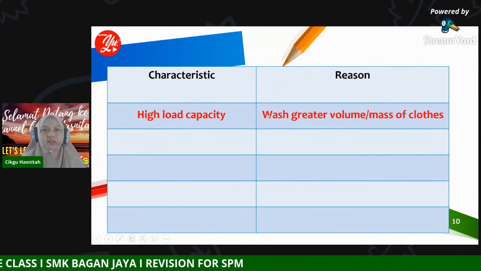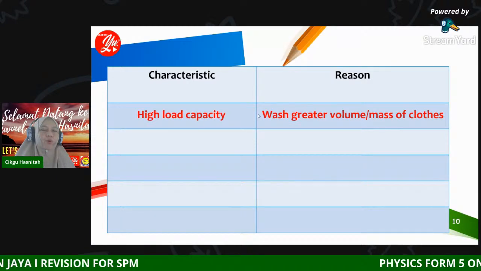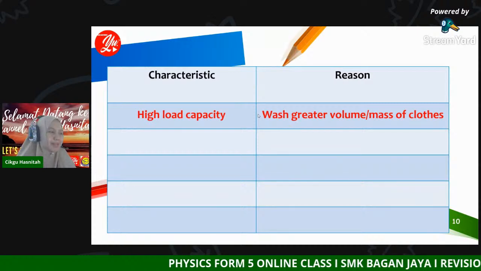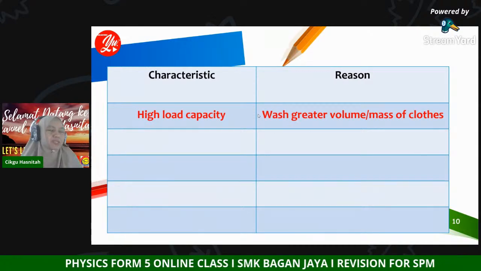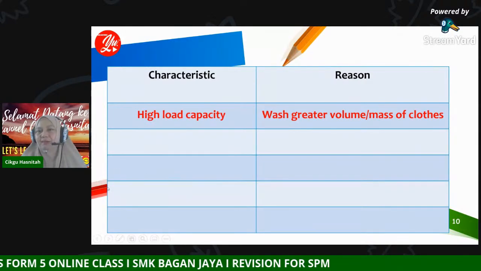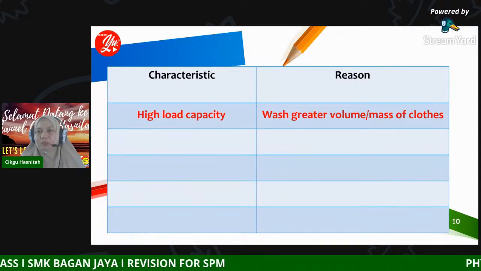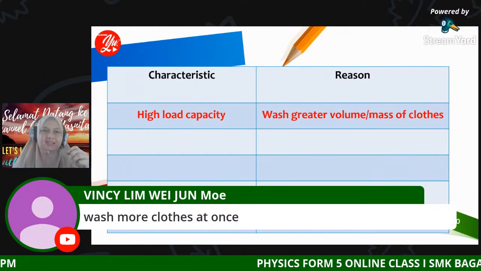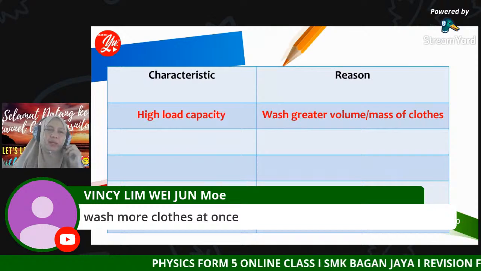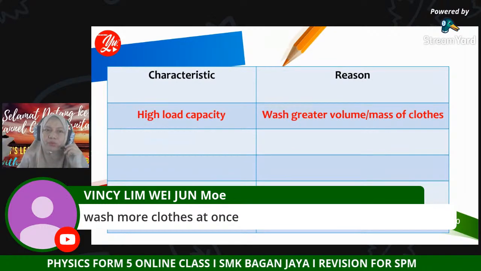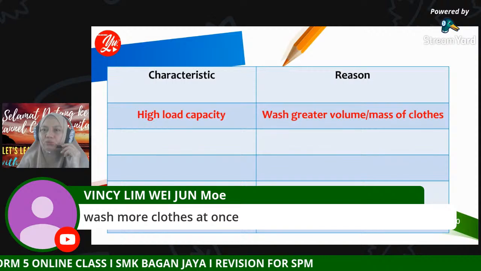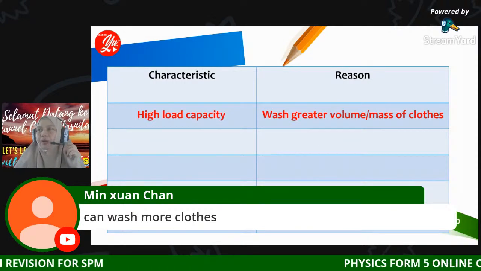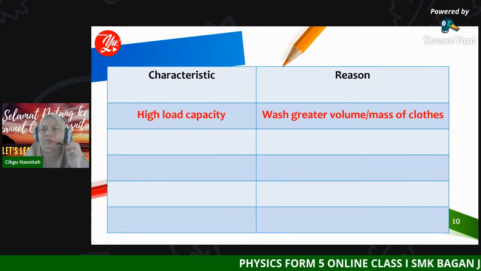It can wash greater volume or greater mass of clothes. Means you can wash more clothes. Okay, wash more clothes at once. Yes, Vinci, true, very good. You can wash in one go only. You don't have to wash two or three times. So it can wash more clothes, meaning greater volume or greater mass of clothes.